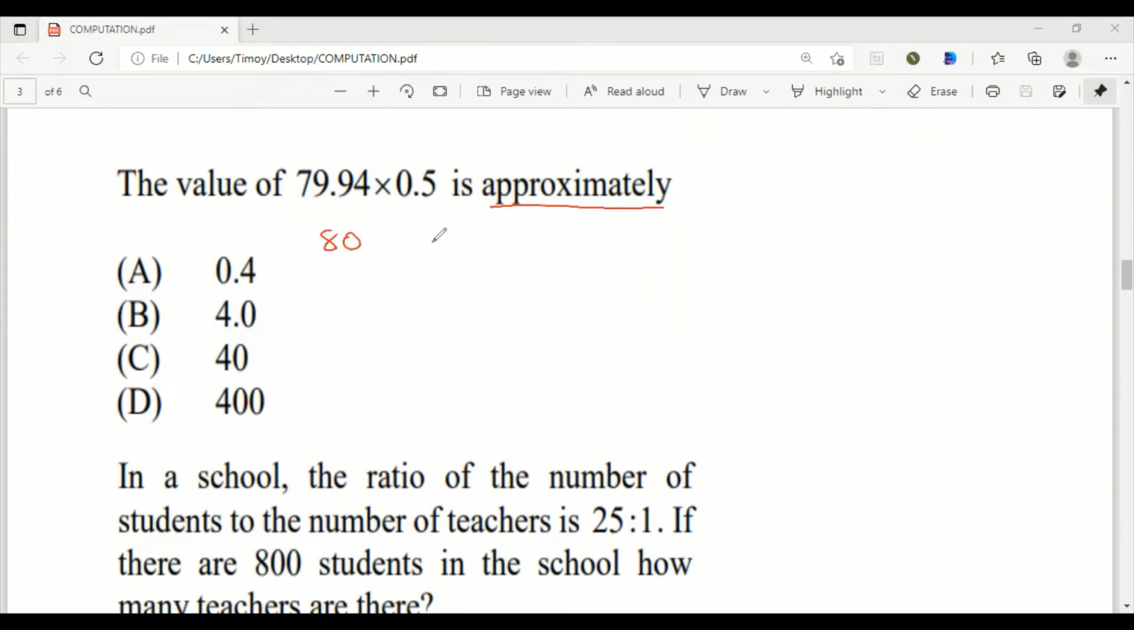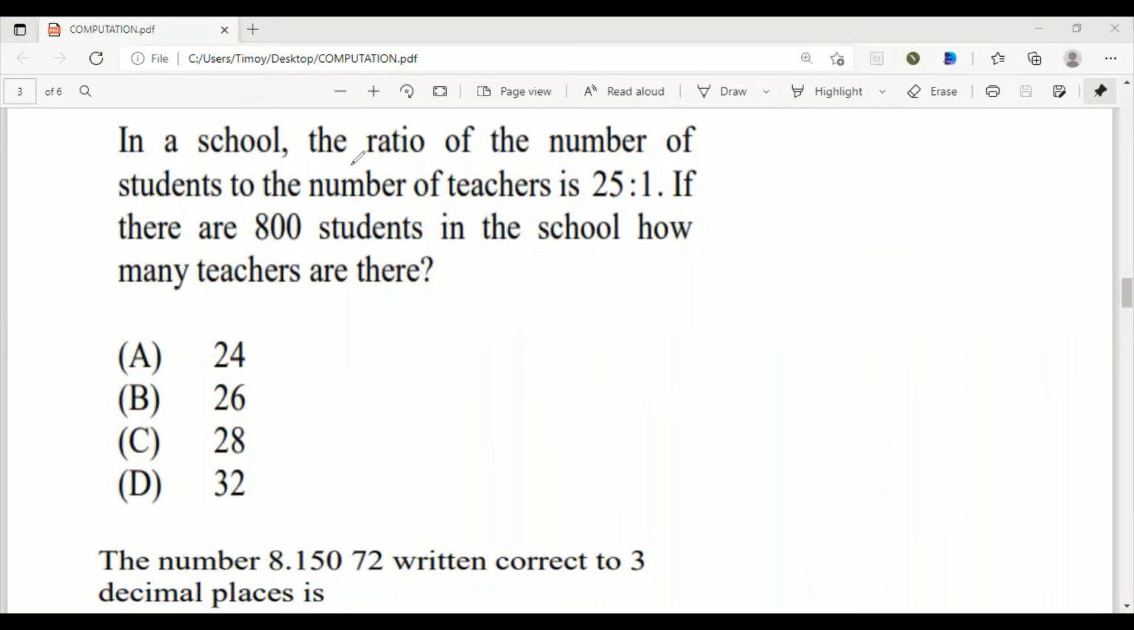So what we'd end up with is just what? 80 times 0.5. But what's 0.5? 0.5 is just a half as a fraction. So really and truly, what are we finding? We are just finding half of 80, which is equal to what? 40. So therefore, our answer is going to be C.